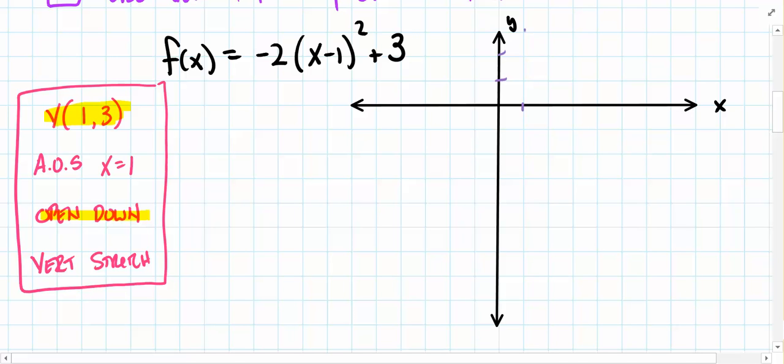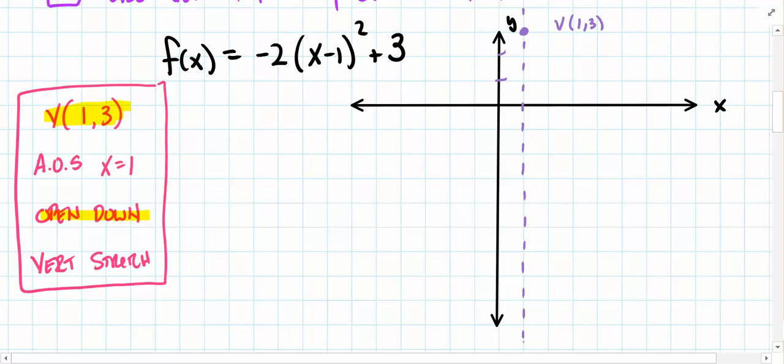There's my vertex way up there. And I'll put vertex 1, comma 3. Then I'll put my axis of symmetry on the graph. So I know I'll have this, and it goes straight through the x-coordinate of the vertex. So there's my axis of symmetry.